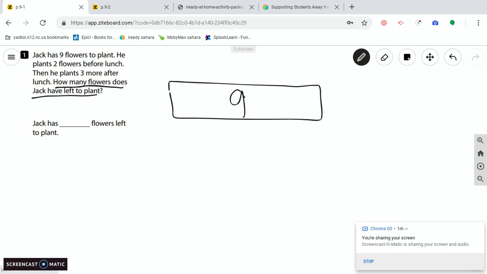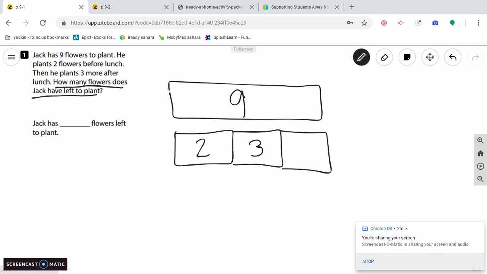Okay, so let's go back and see what happened in the problem. He plants 2 flowers before lunch. He did not plant all of the flowers, so he planted part of the flowers. Then he plants 3 more. 3 and 2 do not make 9, so I know there's another part here. How many flowers does Jack have left? So that should be here. He starts with 9, he plants 2, he plants 3, then some more. Okay, so we have 3 parts in this problem.